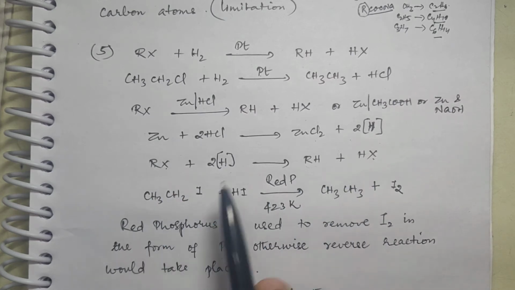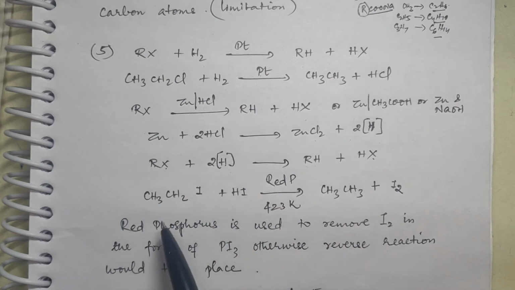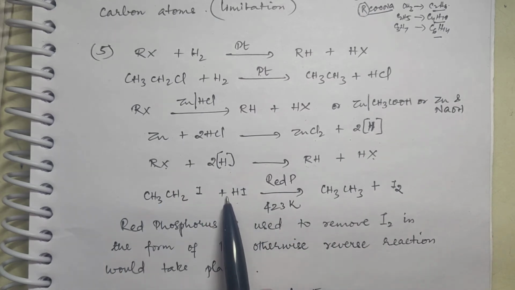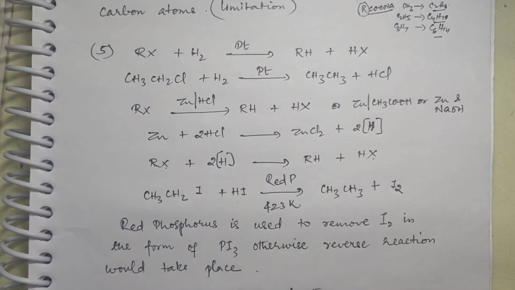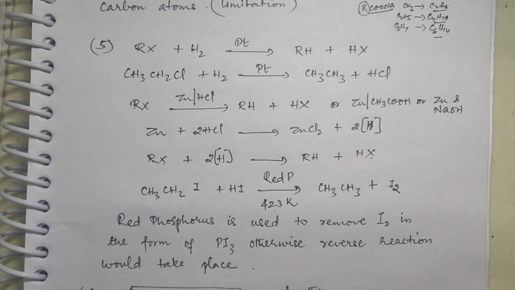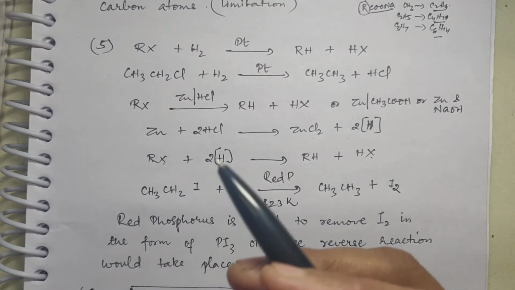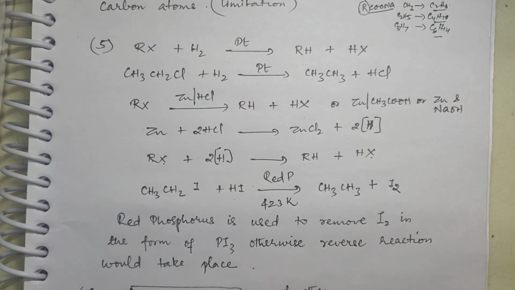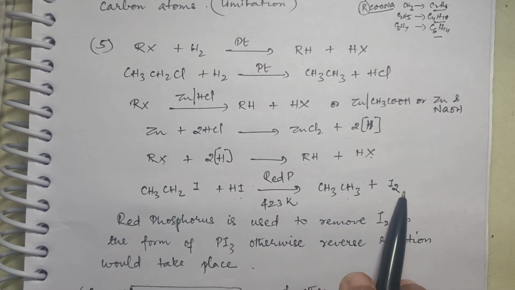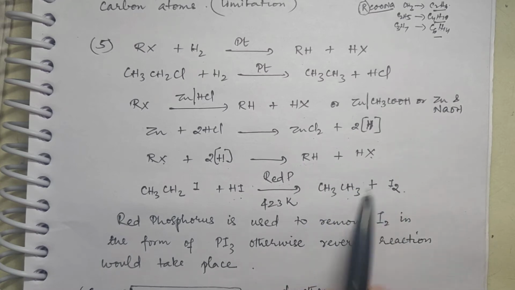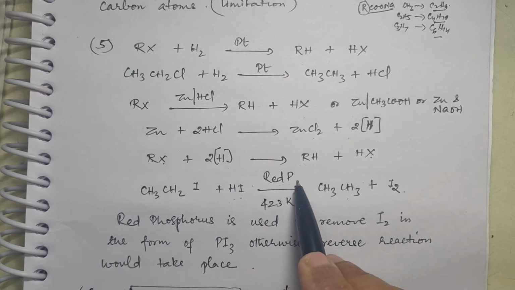Right? Now not only this, you can also prepare it by treatment with HI in the presence of red phosphorus. Now if you use HI and red phosphorus, what is HI? Hydroiodic acid. HF, HCl, HBr, HI. You know that, right? Now if you use HI, then you will get alkane and iodine getting released. Now what is the limitation of this particular process? Or you may ask, why is red phosphorus used here?